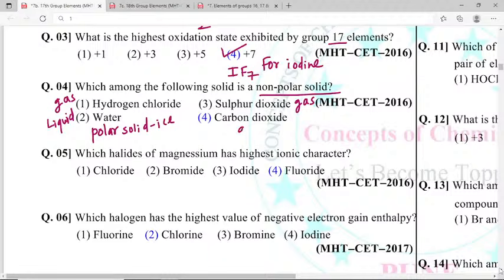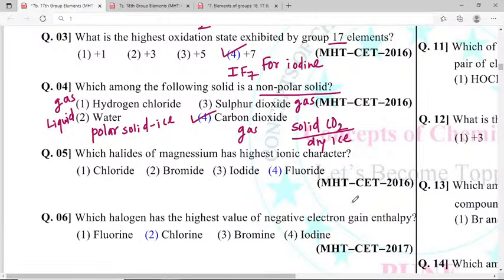solid CO2 is called dry ice, and it is non-polar. So carbon dioxide is a gas, but on cooling becomes solid, called solid CO2 or dry ice, and dry ice is a non-polar solid.